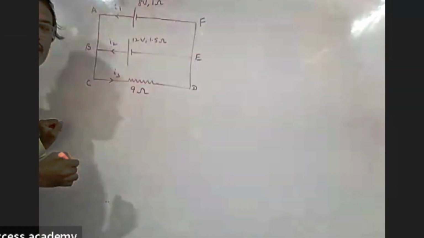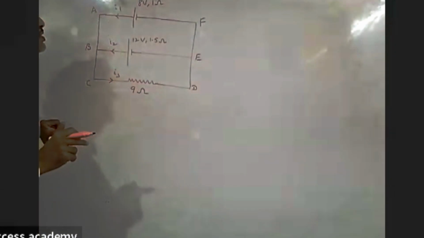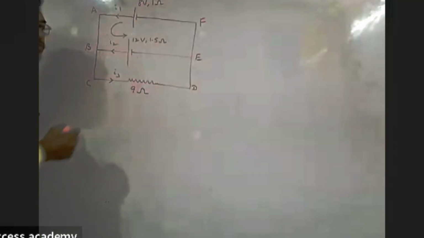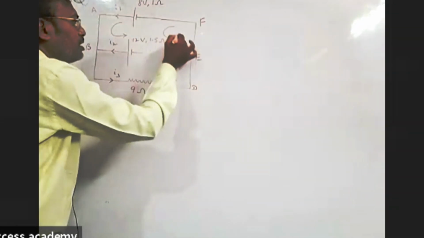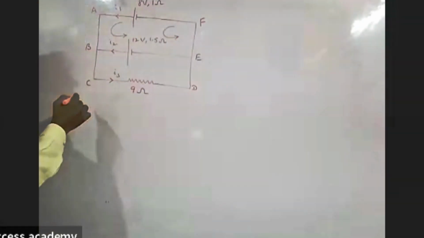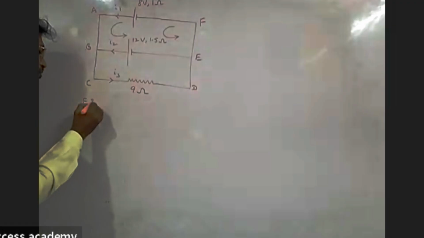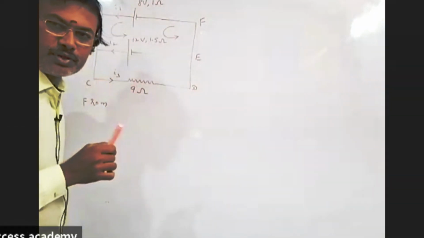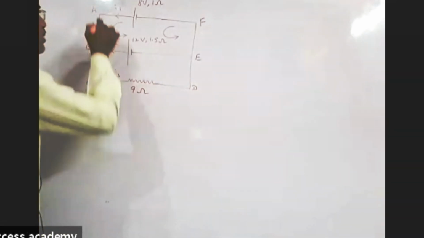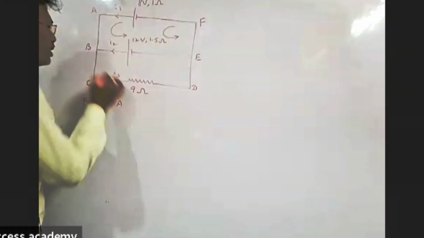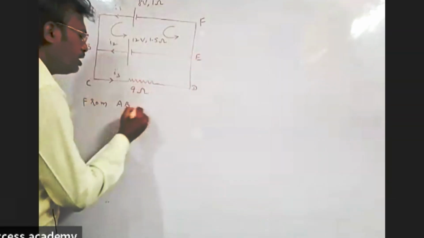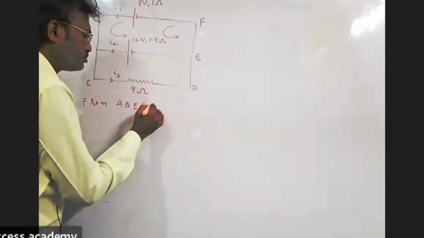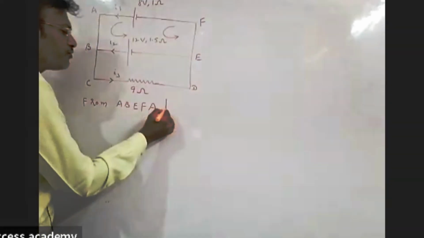Like this labeling considered. At first, for solving this, I'm taking that this is the direction. Observe carefully. So once I consider this is the direction, how come we consider the loop? Apply the second law. If you want to apply the second law, need to take the loop closure circuit. So start from A, B, E, F, A, loop.